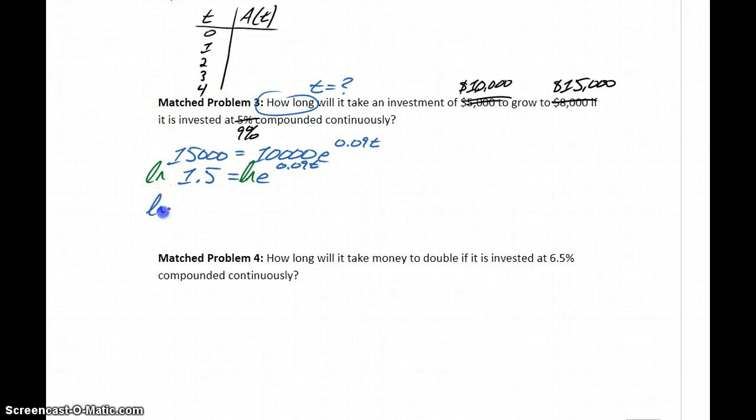So the left-hand side will become the natural log of 1.5. On the right-hand side, there's a property of logarithms that lets this exponent drop down as a factor in front of that logarithm statement. So this would become 0.09t times the natural log of e.